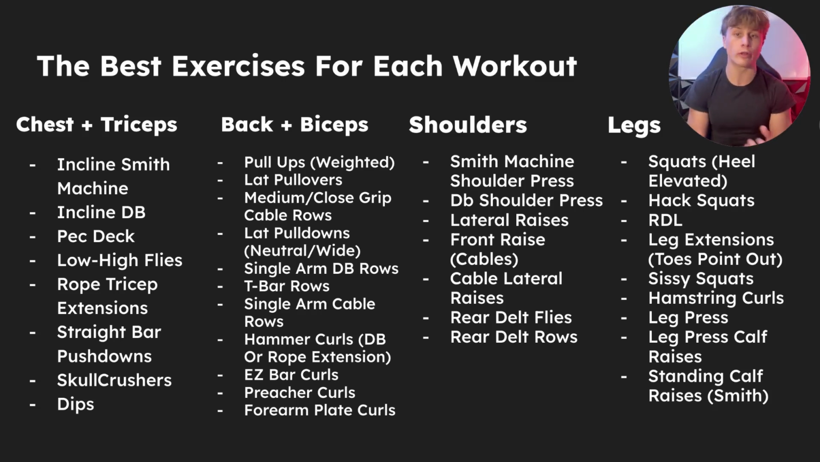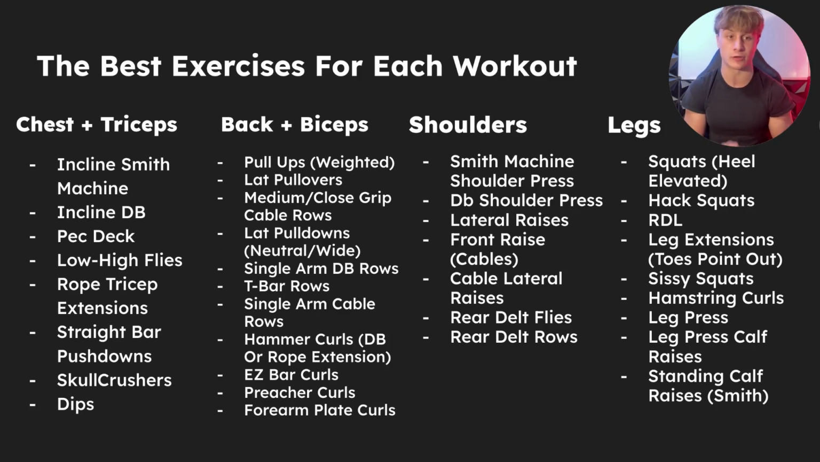All right, so what are the best exercises for each workout? There's a ton of exercises here. You guys can pause the video, take a screenshot, build out your own program, write it down in your notes. But we have your chest and triceps. You have obviously your compound movements like incline Smith, incline dumbbell. Then you move into some more hypertrophy movements, right? That's your pec deck, your low to high flies. For triceps, you have your rope tricep extensions, straight bar pushdowns, skull crushers, dips, right?